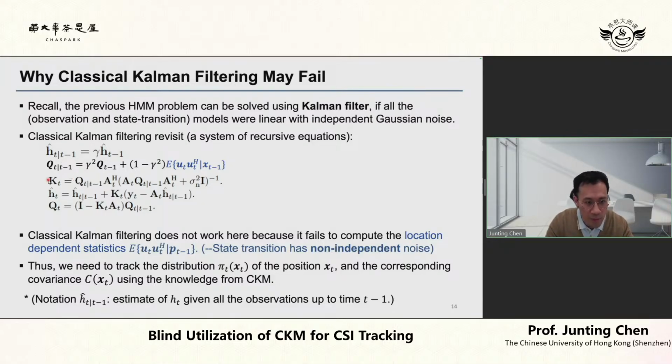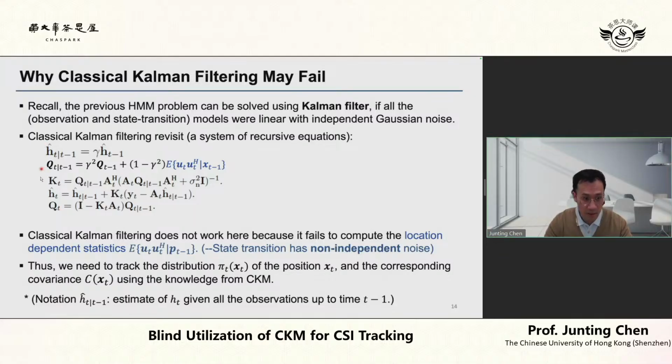Now, the remaining step is very classical. We also need to update the so-called gain matrix for the Kalman filter, which depends on the error covariance matrix as well as the observation matrix. And then we'll update the channel estimate at time t, right, based on the prior estimate as well as the gain matrix. And then based on this new update, we'll also update the covariance matrix of the error.